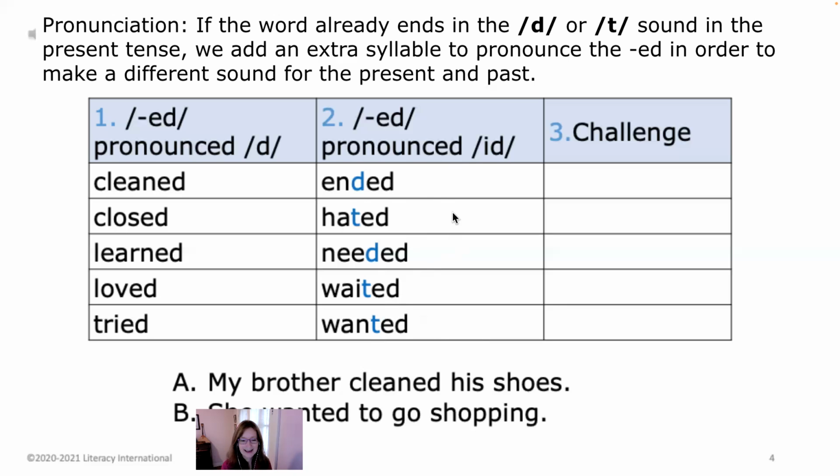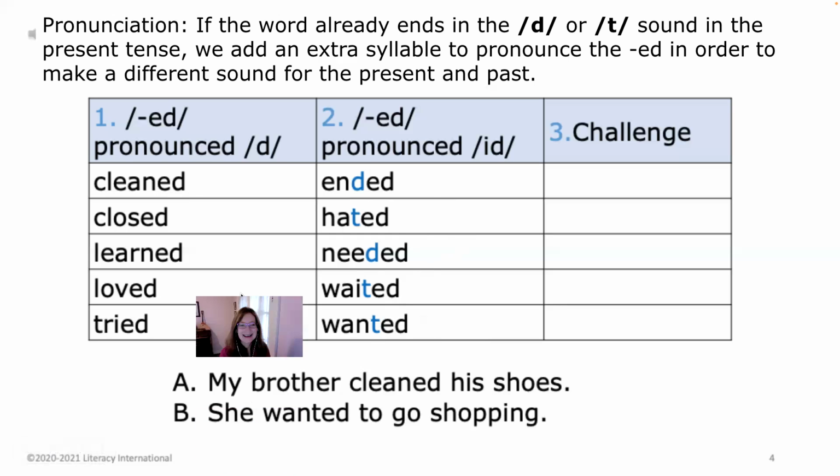For many students, for example, my Spanish and Portuguese speaking students, they want to put an extra syllable on all of the words that end with an ED. And so it's really hard to break them of that habit. And you'll need a lot of practice on that. So we have some sample sentences here. We can have the students read. My brother cleaned his shoes. She wanted to go shopping.